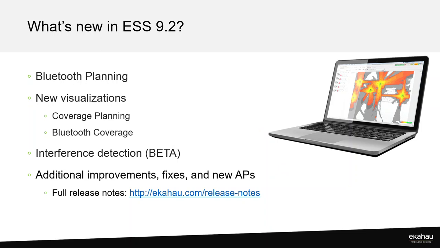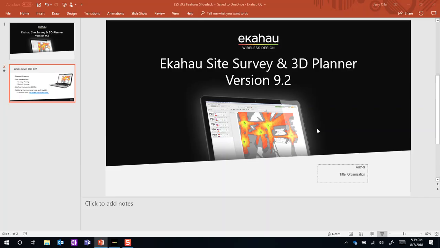Let's talk also about the interference detection beta feature. We introduced kind of a hidden beta feature in there, and I'll give you the secret lowdown here on how to access that hidden beta feature. Also a bunch of other improvements, fixes, new APs, antennas, all that stuff that comes with these updates. Check out the full release notes for all those details.